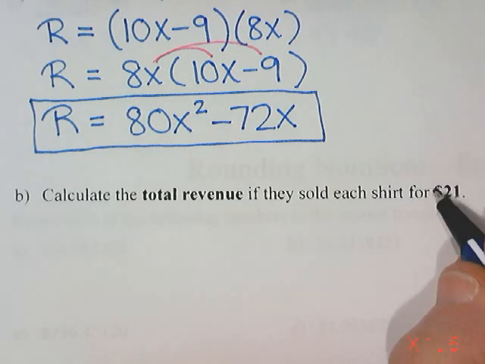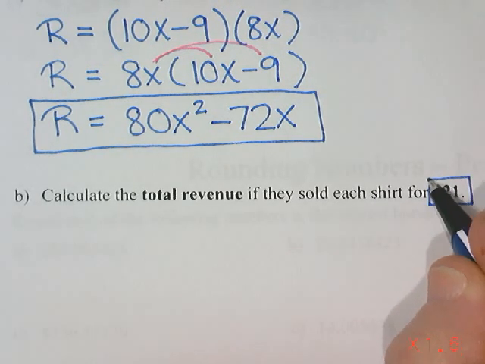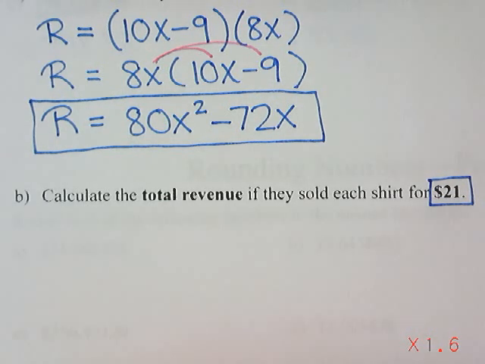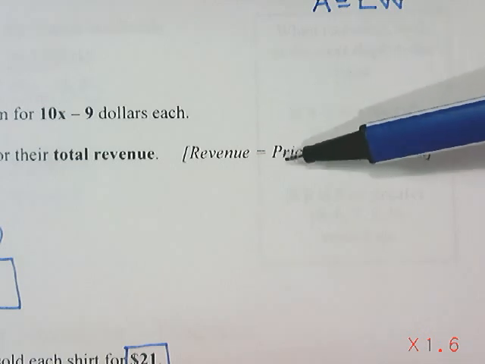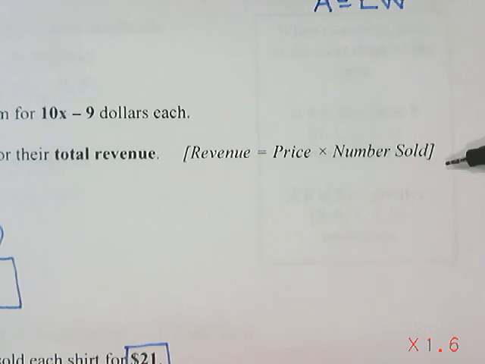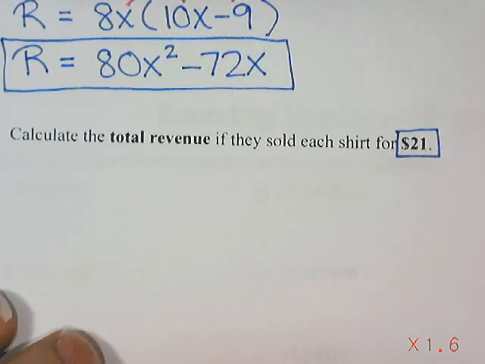So they're telling me that the price of the shirt was $21. And somehow I'm supposed to use that information to calculate my revenue. Now I know that revenue is price times number sold, so I now know that the price is $21, but I don't know how many they sold. So this is the problem-solving part of this question.